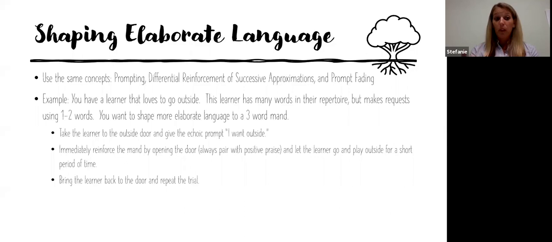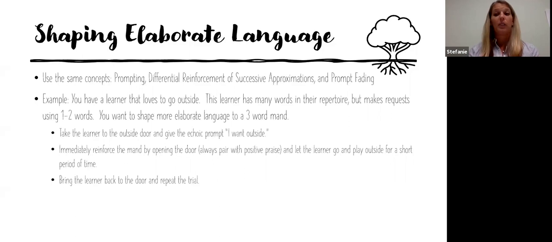We're going to immediately reinforce the mand by opening the door. So the learner emits the response, I want go outside. Awesome job, good job, let's go play. We're going to run around, play, and have lots of fun, making it highly reinforcing. Always pair with positive praise. I love the way that you used your words and told me you wanted to go outside. Awesome job. Then you go outside and play for a short period of time, bring the learner back, and repeat the trial.